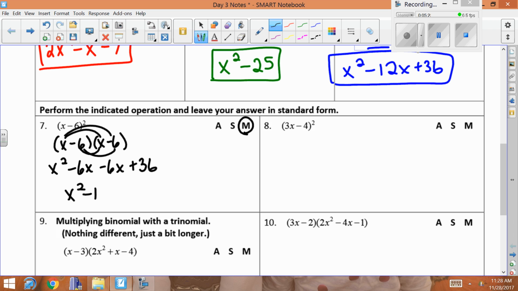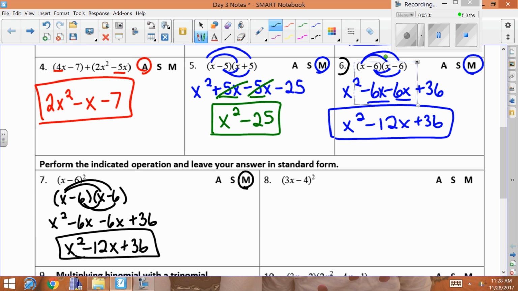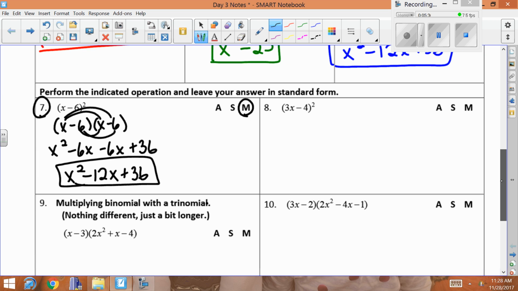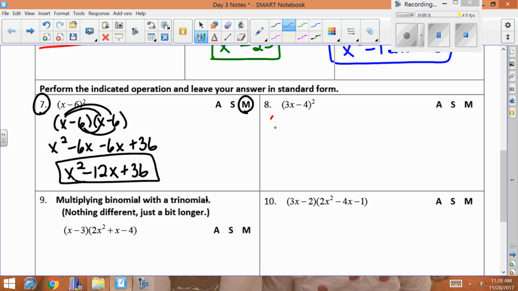We get x squared minus 12x plus 36. Again, it's actually exactly the same problem as number 6 right above here. They're the same. One's just written as a squared. If we look at number 8, it's another squared problem. Again, whenever you see the squared, write them down twice here.